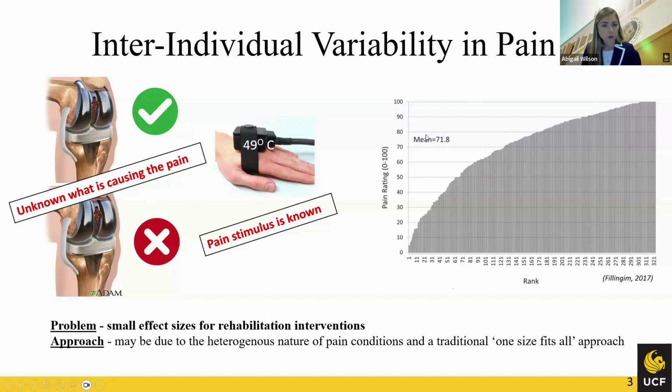Now, the problem for this, when we look at it from a rehab perspective, is that heterogeneity produces relatively small effect sizes for rehab interventions. And the reason for that is that while pain is a very heterogeneous condition, we often apply rehab treatments in a very one-size-fits-all manner. And so with some of the work in my lab, we are trying to utilize this heterogeneity to better inform who responds to what treatments.